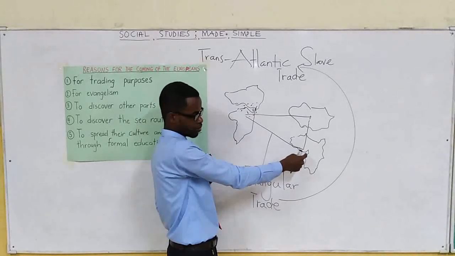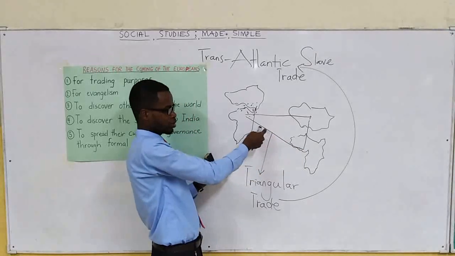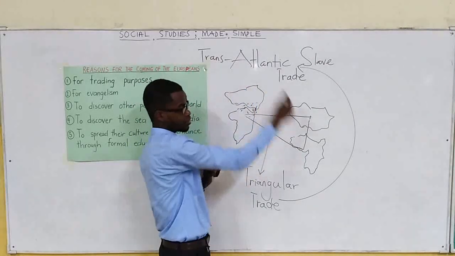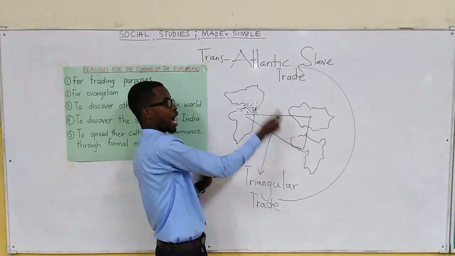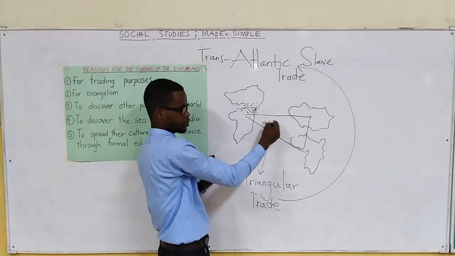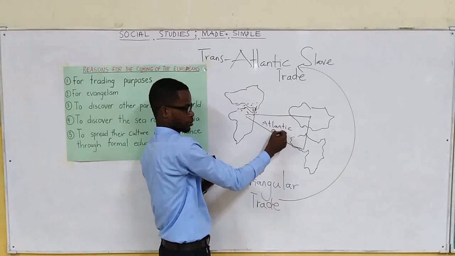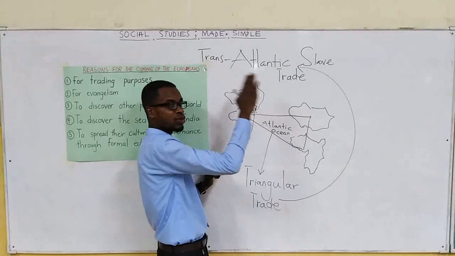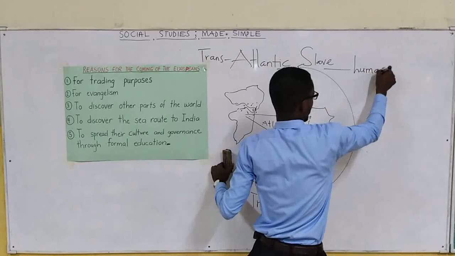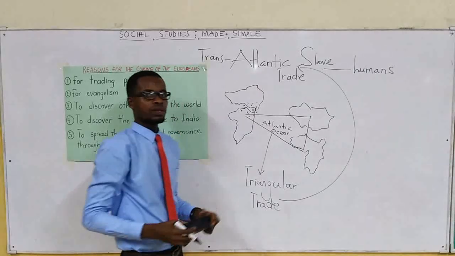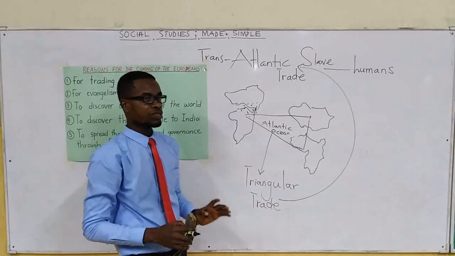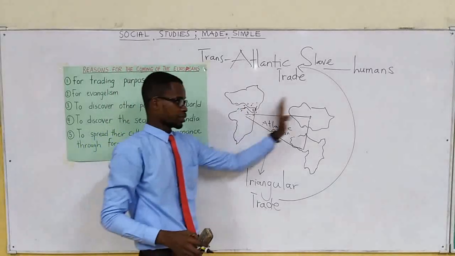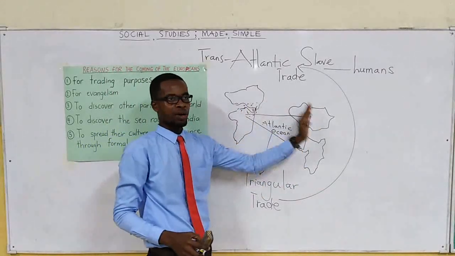So in the Atlantic Ocean, they carry these slaves, sail them through the ocean, and then took them to the land of America. So the transfer of slaves across the Atlantic Ocean. So that was it. The main commodity were human beings. Human beings became the main commodity. So they brought these people, took them to this place, back to Europe, and then they came back to Africa. And that was how it continued.